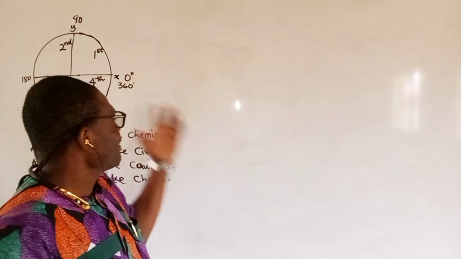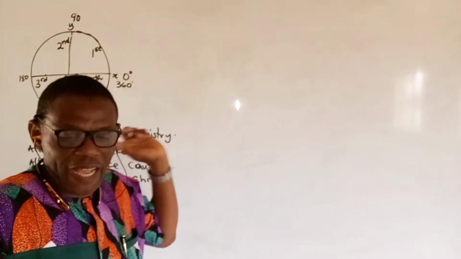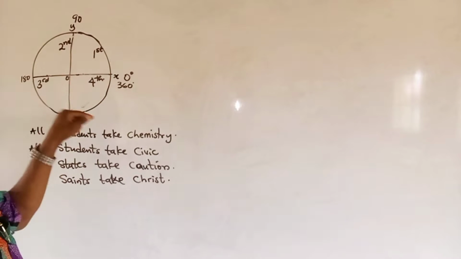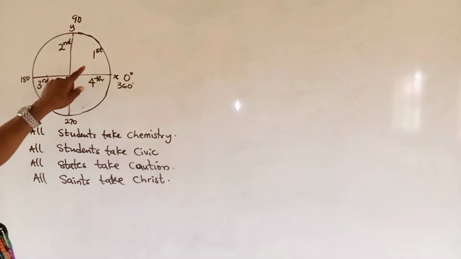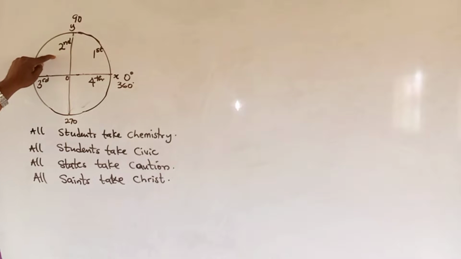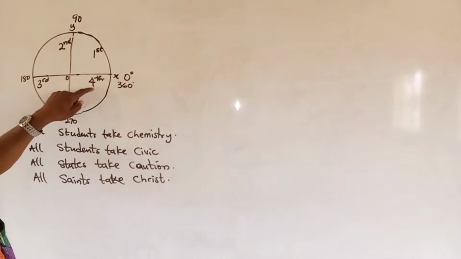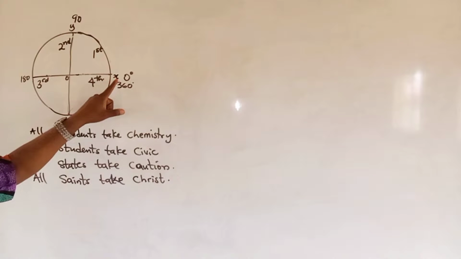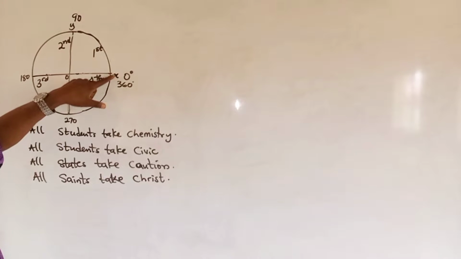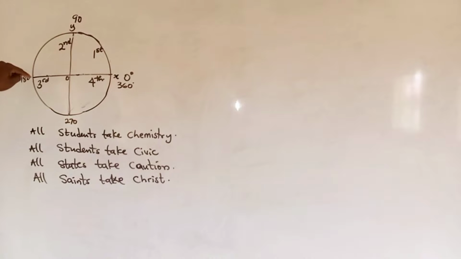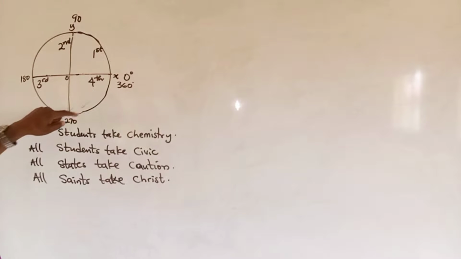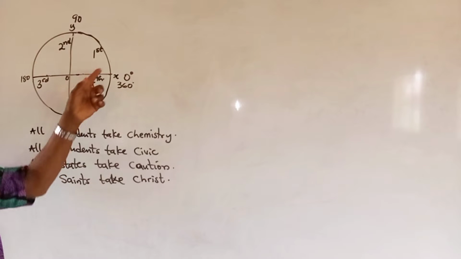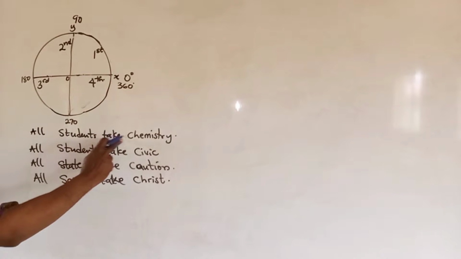Welcome. So, dealing with a unit circle. The unit circle can be divided into four parts: first quadrant, second quadrant, third quadrant, and fourth quadrant. And these can be graduated from 0, 90 degrees, 180, 270, and 360. Now, this can also be said to be "All Students Take Chemistry."